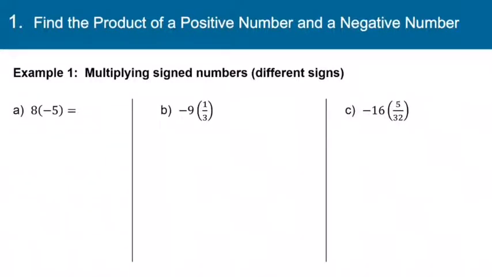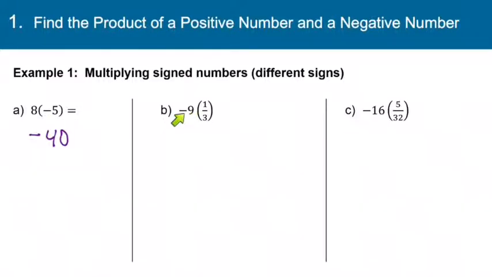Okay, let's practice on a few different examples. Here we have positive 8 times negative 5. Okay, we know 8 times 5 is 40. And we know that positive times negative is negative. So this product will be negative 40.